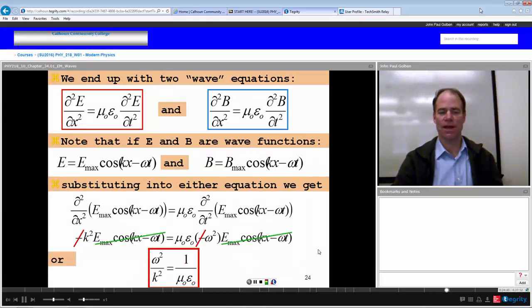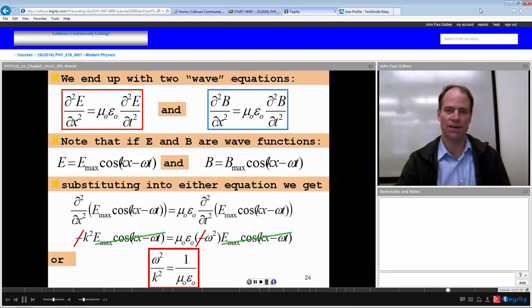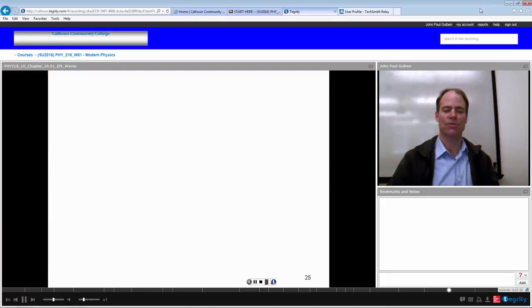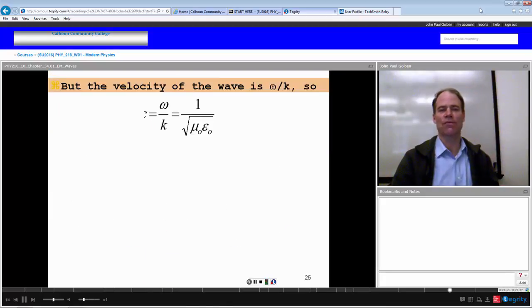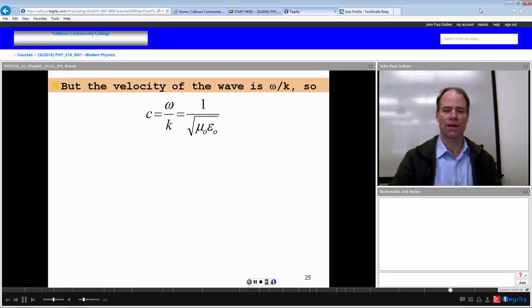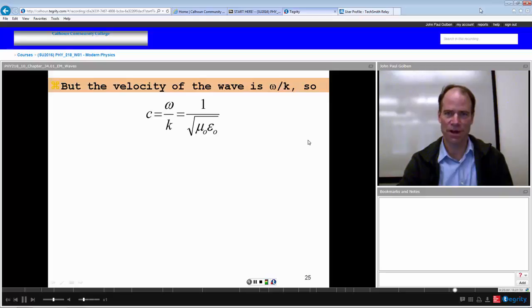And we have now that omega squared over k squared is equal to 1 over mu naught epsilon naught. Omega is angular frequency, k is angular wave number. And we know from our wave treatment in physics 2 that the speed of the wave is the angular frequency over the angular wave number. We'll designate that as c. c is equal to omega divided by k. In this case, that's going to be 1 over the square root of mu naught times epsilon naught.